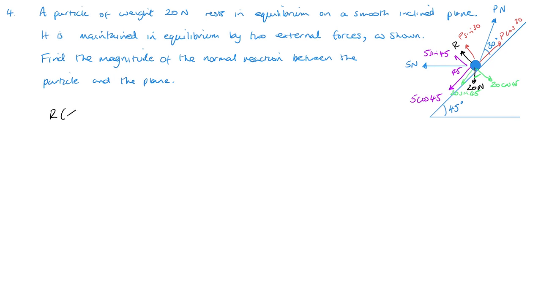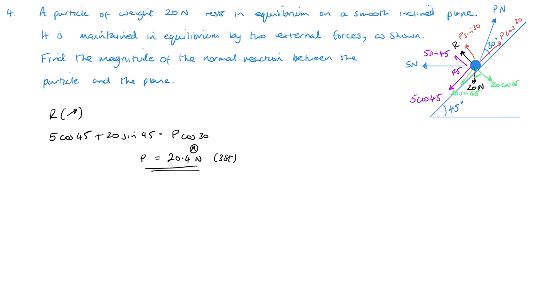So first, let's resolve parallel to the plane. Going down the plane, we have 5 cos 45 and 20 sine 45. Those are the two going down the plane. Then going up the plane, we've got P cos 30. From this, I can rearrange and find P, and P is 20.4 newtons to 3 significant figures. And as always, I'll store that as A.